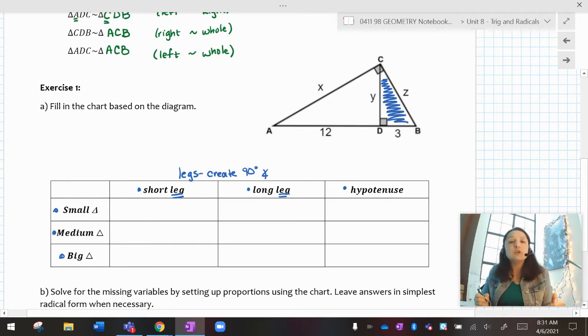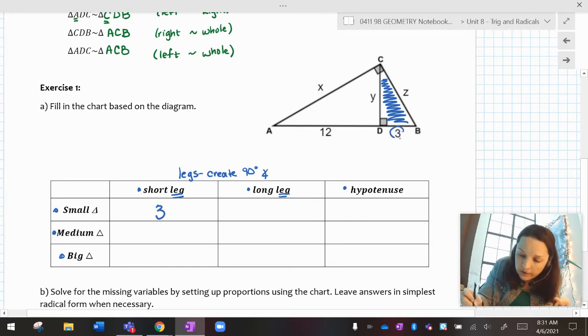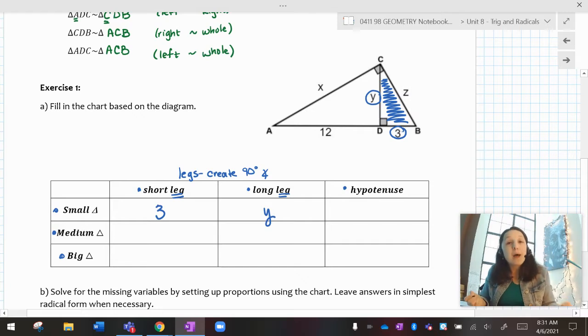Okay. The short leg, meaning the short segment that creates a 90-degree angle, has a length of 3. That's right here. The long leg, the other piece that creates the 90-degree angle, is y, and the hypotenuse is always the thing across from the 90-degree angle, and that's z. Okay, so in the small triangle, there is a short leg, a long leg, and a hypotenuse: 3, y, z.